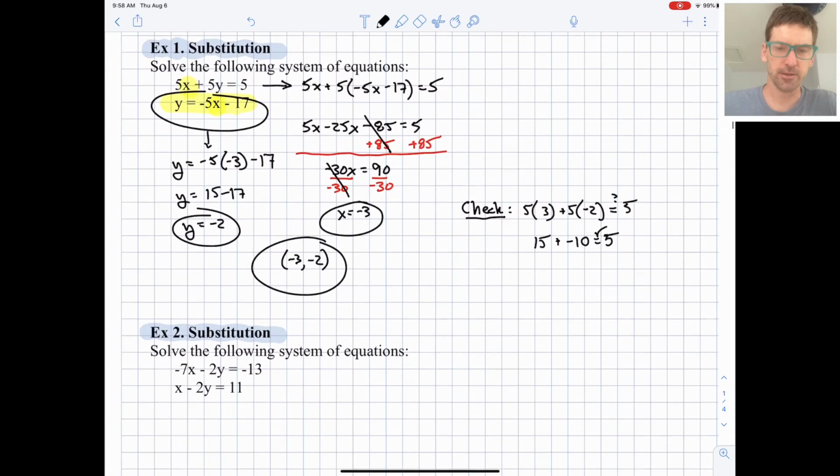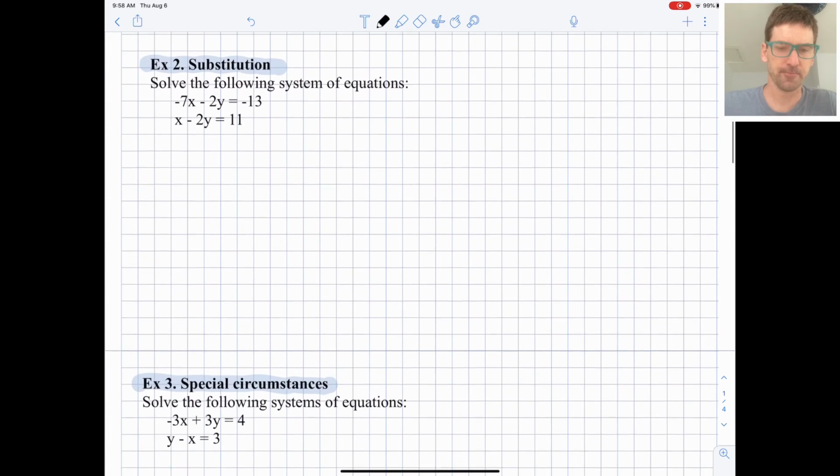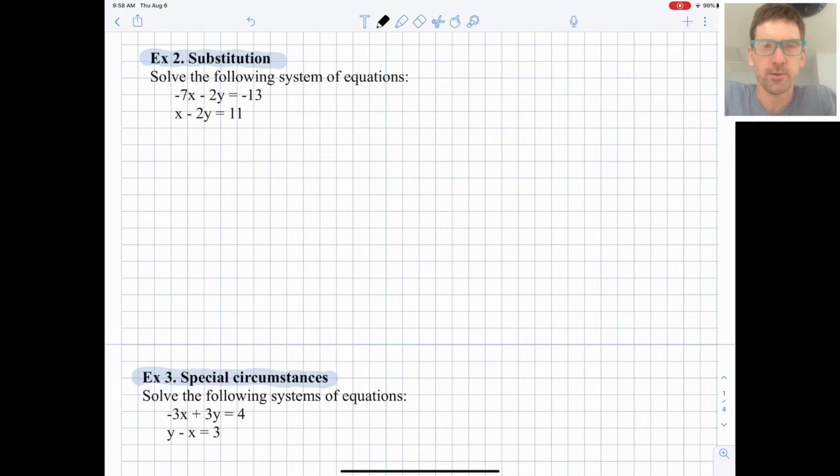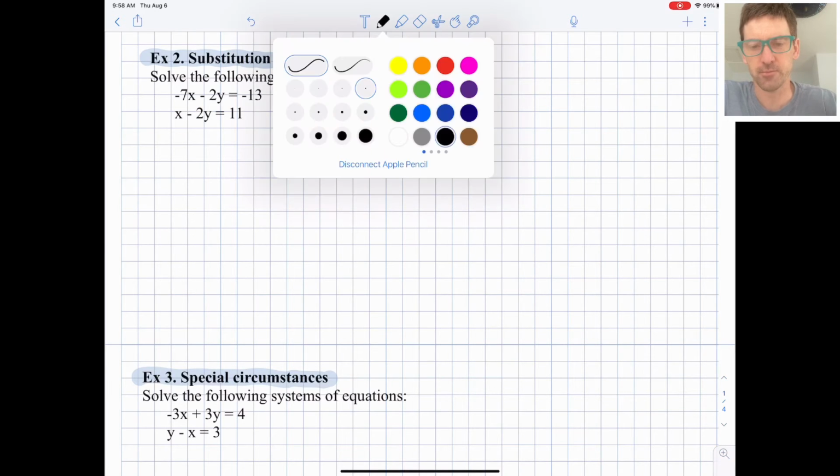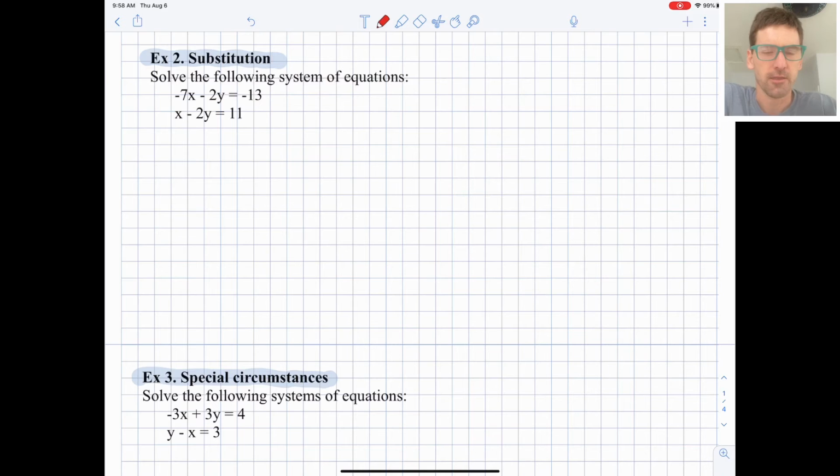All right, let's do another example here with substitution. And this shows an example where we need to do that first step of actually isolating for a variable first. So we don't have x or y isolated for. I think it's really worth trying to be strategic and thinking about which variable would be easiest to isolate for.